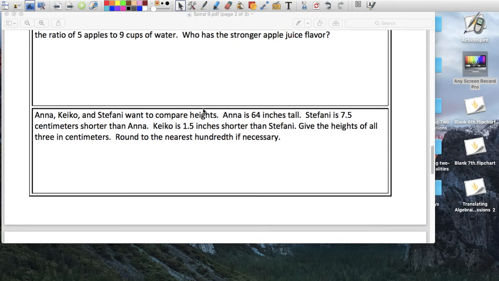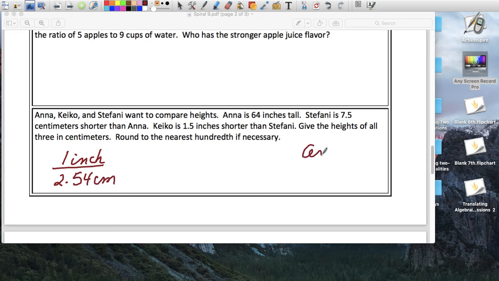Anna and Keiko want to compare heights, 64 inches, 75 centimeters. Okay, so Anna is 64. So we've got to change everything to centimeters. Okay, so I'm going to convert. So I need to know what the conversion is for 1 inch. I'm going to write here that 1 inch is 2.54 centimeters.